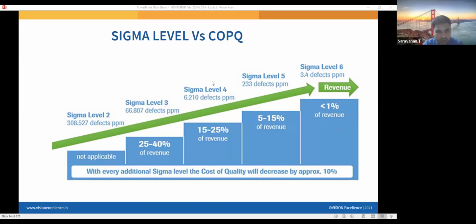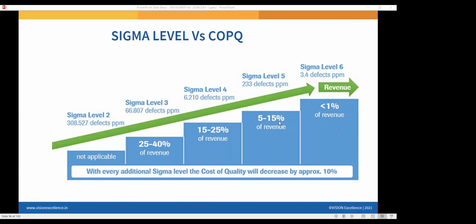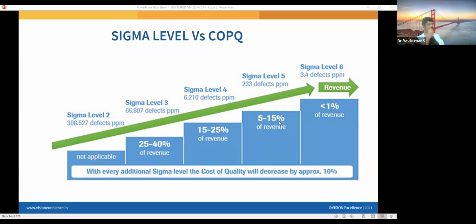Okay, so the cost of poor quality will come down. So why are you losing the revenue from the profit? Why are you losing the profit? Because the cost of poor quality is eating up your profit, guys. Very simple. Sir, one question here. Whatever the 25 to 40% of revenue that is being shown on this graph, is this related to cost of poor quality, or is this a profit which is increasing here? Actually, cost of poor quality eats up your profit.